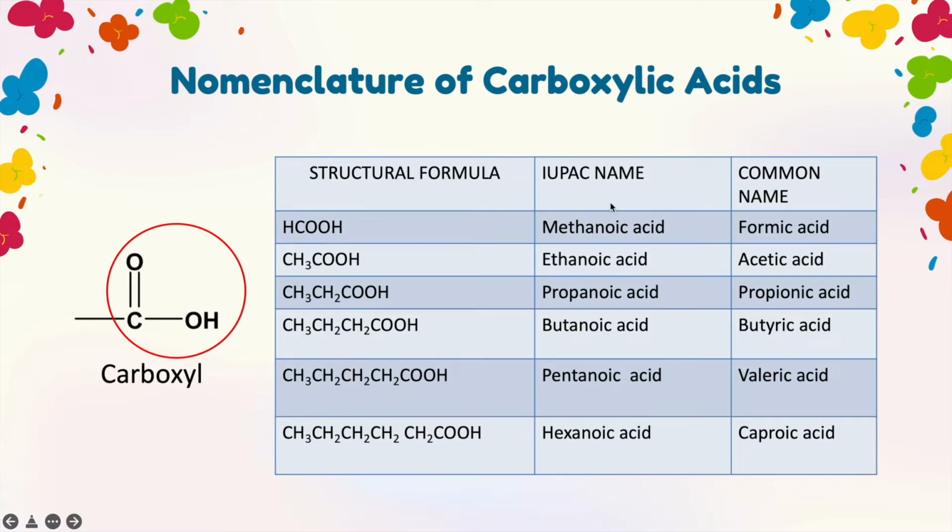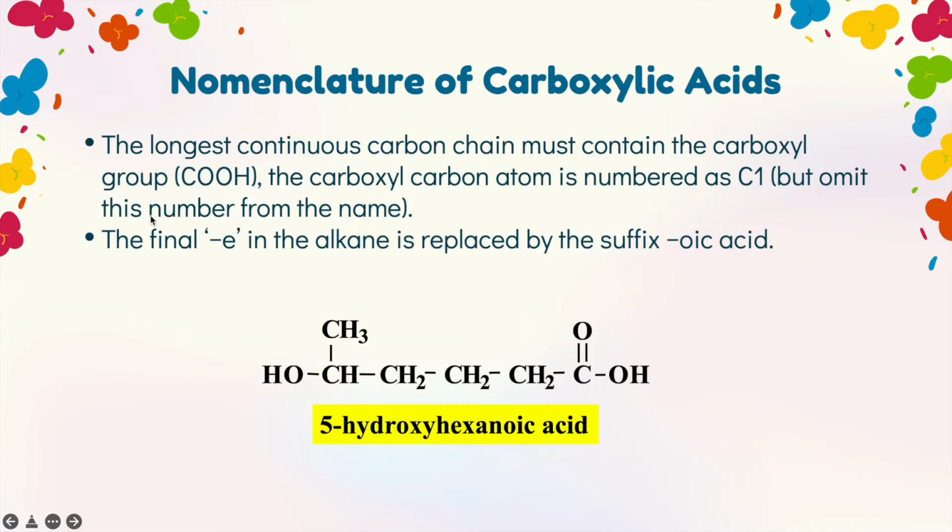So you have to memorize the common names and IUPAC names in order to draw the correct structural formula. In naming a carboxylic acid, we start with selecting the longest continuous carbon chain that has the carboxyl group, and the carboxyl carbon atom is numbered as carbon 1, but we omit this number from the name.